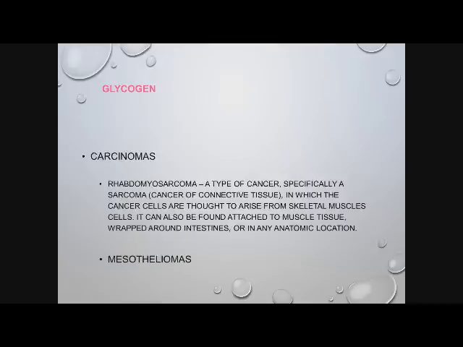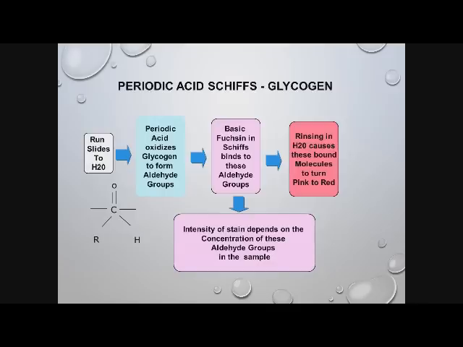Okay, so carcinomas, many types of carcinomas. For instance, rhabdomyosarcoma, that's a rare cancer. It will display glycogen positivity. Mesotheliomas. Here's a pictorial view of a PAS in action.